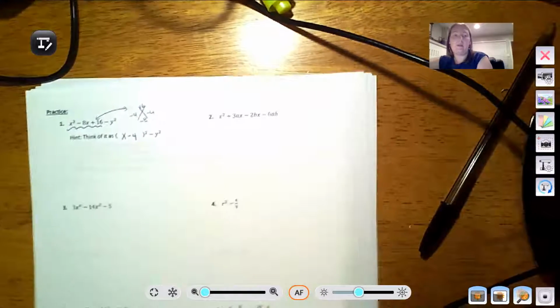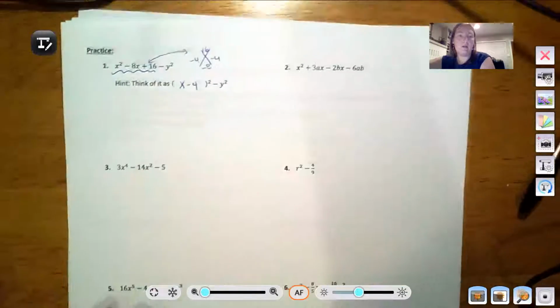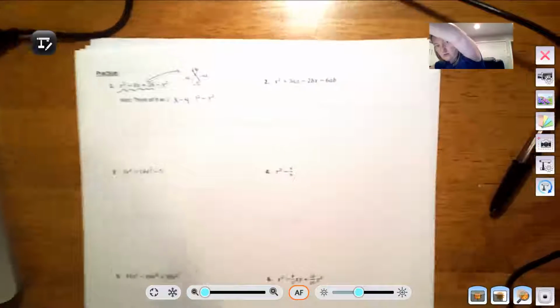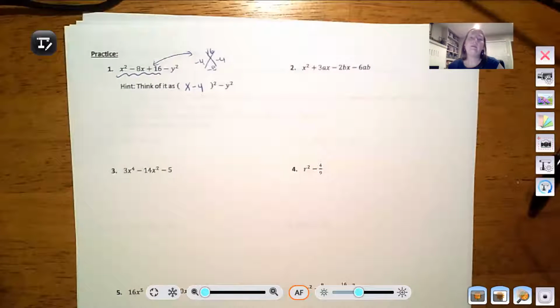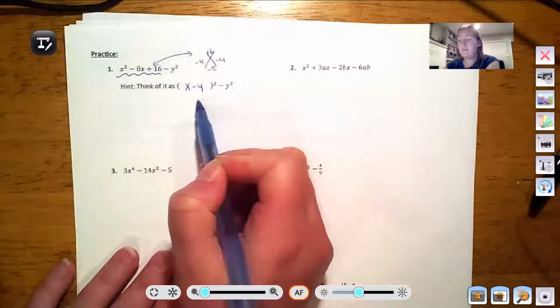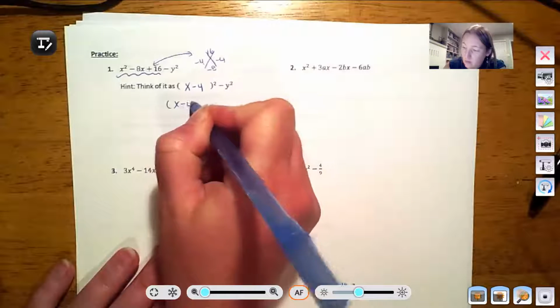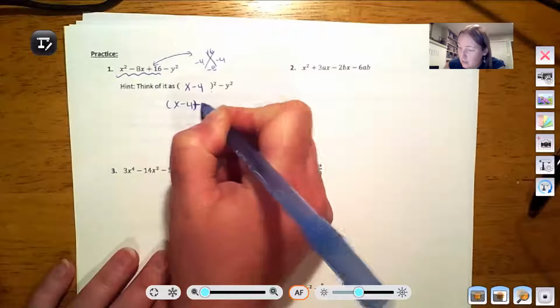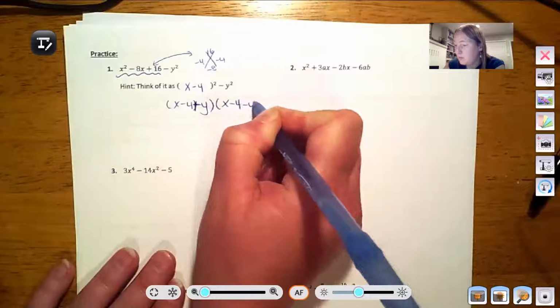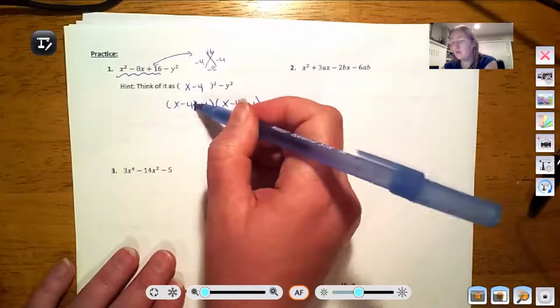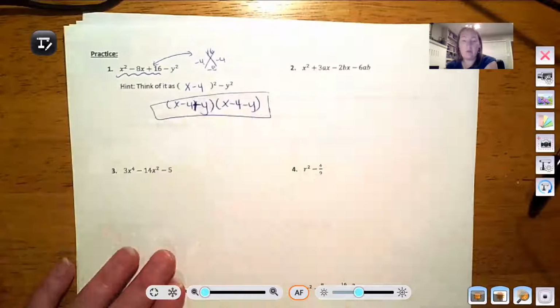Let me see if I can't get the light to be a little bit better situated. Then you can treat it as a difference of squares. So x minus 4 plus y, and then x minus 4 minus y, and those are all unlike terms, so that'd be as far as you can go.